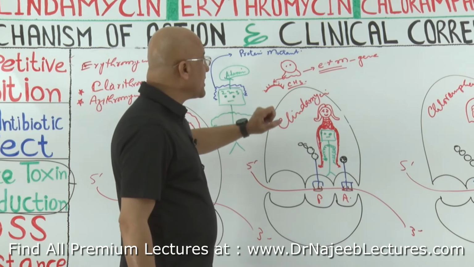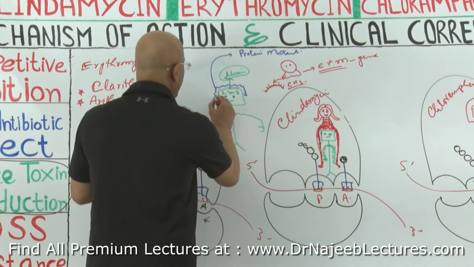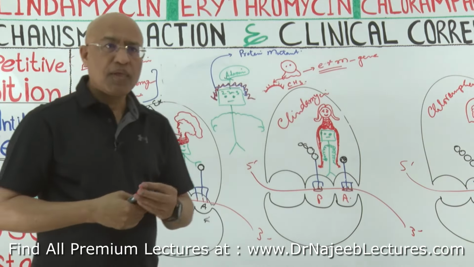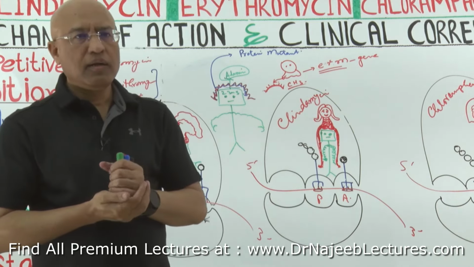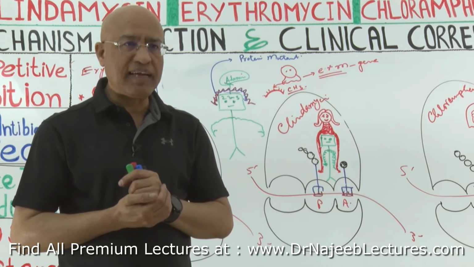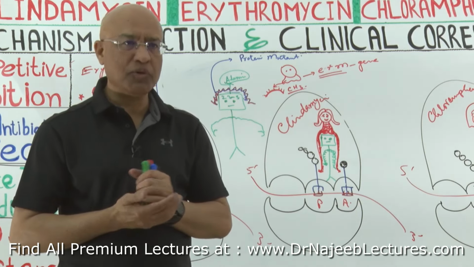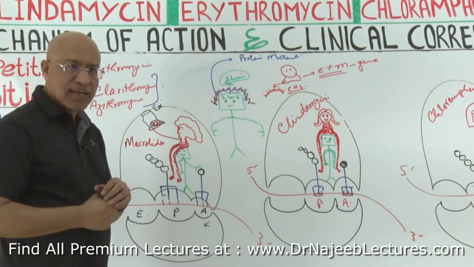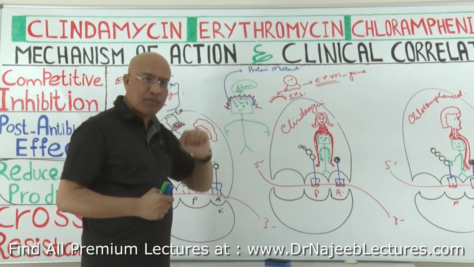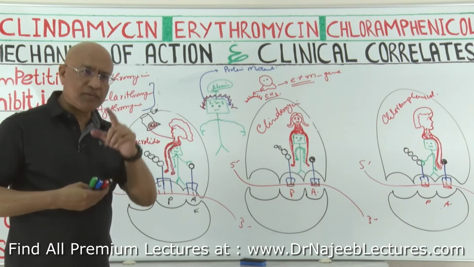once this gene is present in a bacteria, it will produce an enzyme which will lead to methylation of a specific adenine on 23S ribosomal RNA, which is part of the 50S ribosome. And once it is methylated, then these drugs, especially clindamycin or macrolide, cannot bind there well. And if they cannot bind there well, that will lead to resistance.